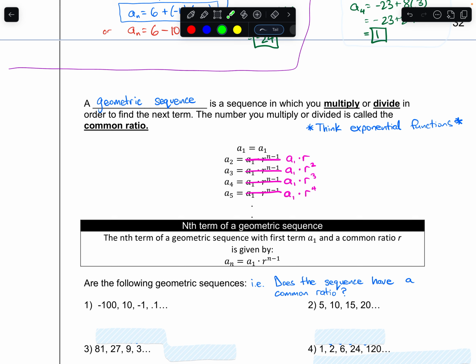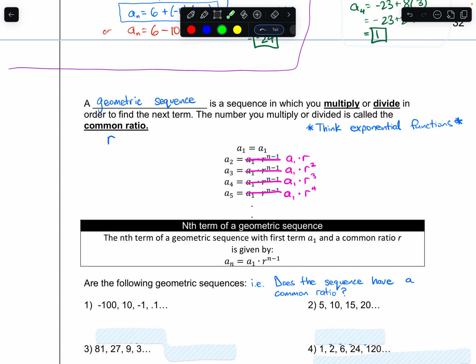But the idea is that we have a first term, and to get the second term, we just take the first term and multiply by something. It's a common ratio. We call it R for a ratio. And it'll be geometric if you multiply by that R again to get from the second term to the third term. And so that'd be R times R is R squared. Multiply by another R to get the fourth term, and multiply by another R to get the fifth term.